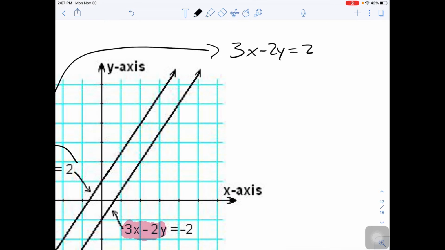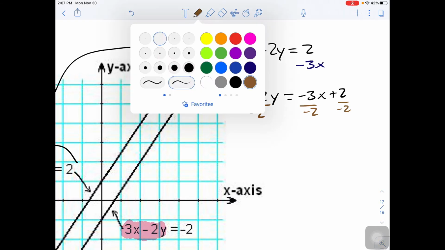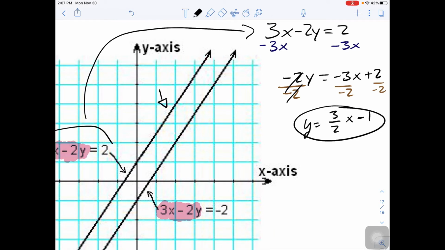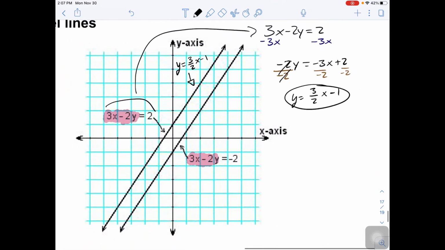So what I can do here is subtract 3x from both sides. I will end up getting negative 2y equals negative 3x plus 2. And I can divide by negative 2 every single number. This ends up being y equals positive 3 over 2x, and 2 divided by negative 2 is negative 1. So this equation is y equals 3 over 2x minus 1. And we can solve this other equation and see it in slope-intercept form. So 3x minus 2y equals negative 2. I can subtract 3x from both sides.